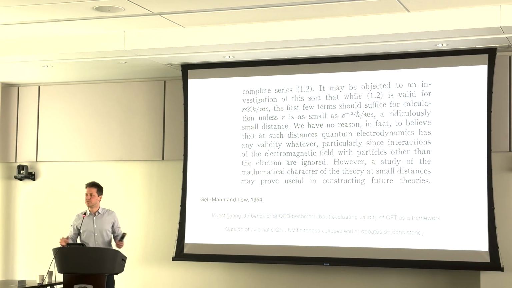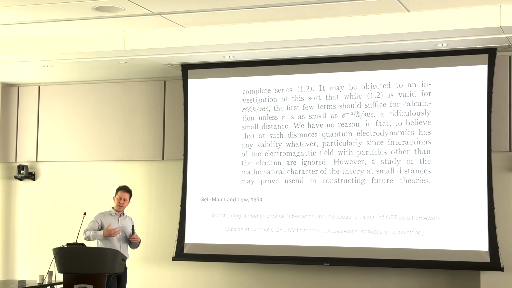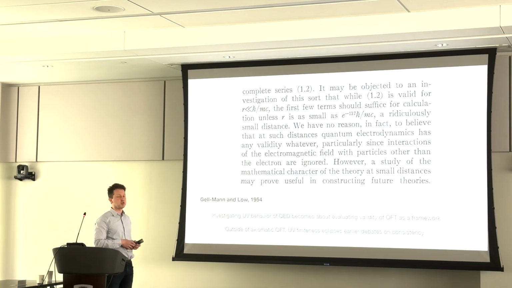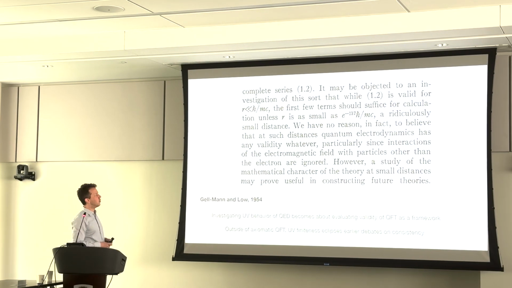And it's a ridiculously small distance, right? So there's really no reason that the large logarithms become problematic at nuclear scales, but at much smaller scales, like Planck length kind of stuff. So we have no reason, in fact, to believe that at such distances QED has any validity whatever, particularly since interactions of the electromagnetic field with particles other than the electron, like for example protons, are ignored. However, a study of the mathematical character of the theory at small distances may prove useful in constructing future theories.